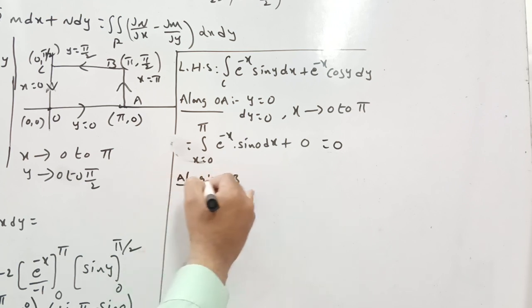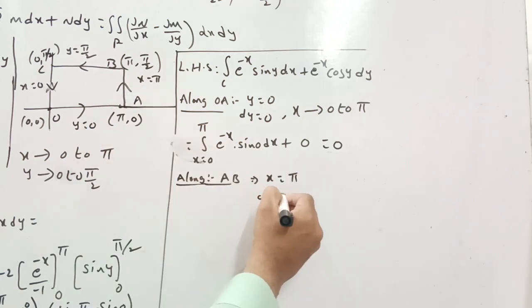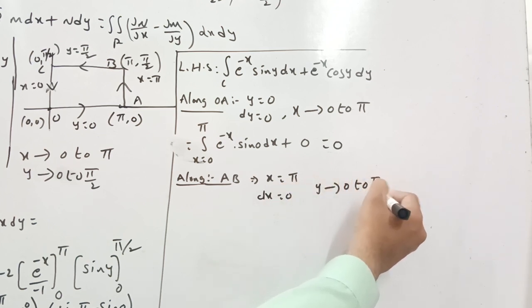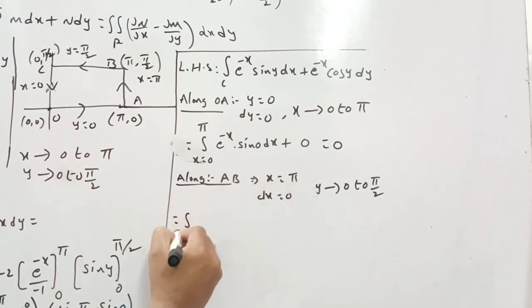Next along AB, A to B. From A to B, x is constant, x is pi. So dx is equal to 0. Y is changing from 0 to pi by 2. What is the y value here? Y is changing from 0 to pi by 2. So therefore, this is equal along AB.